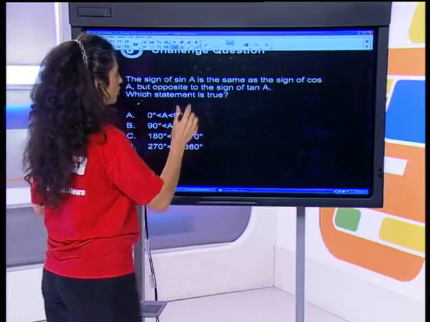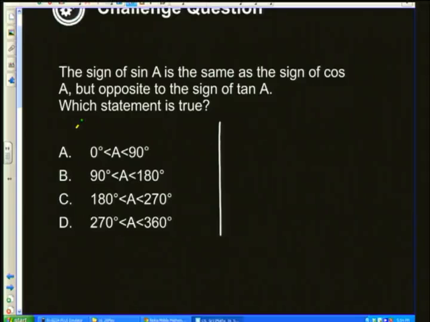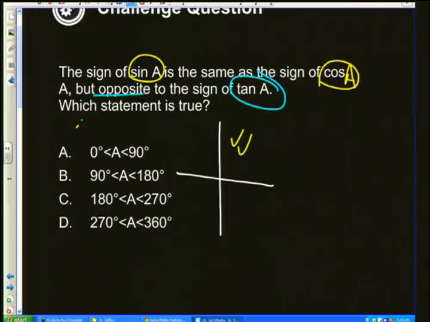So if I'm in the Cartesian plane, I would like to find out where sine and cos are the same. They have to be the same. You'll agree they're the same there, in quadrant 1, but tan has got to be opposite. So tan is the same as those. It's not opposite. They're all positive in there. So it's not that quadrant.